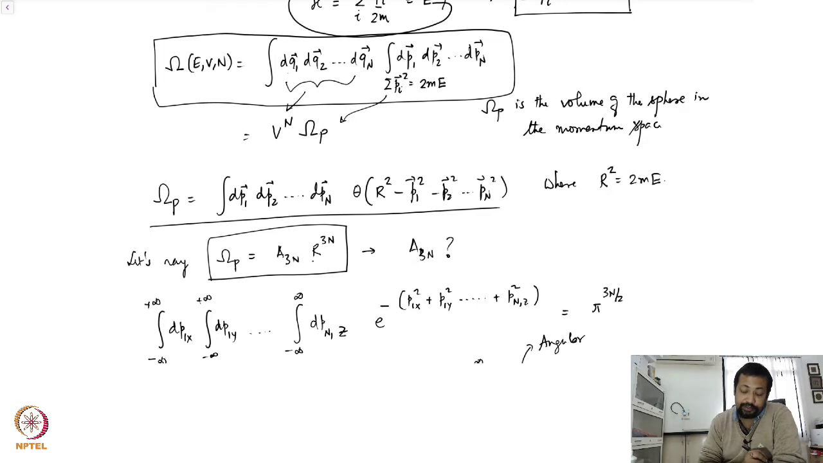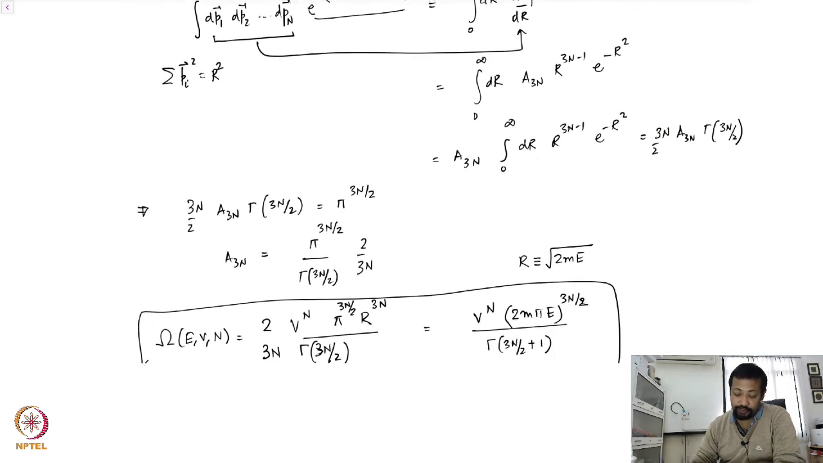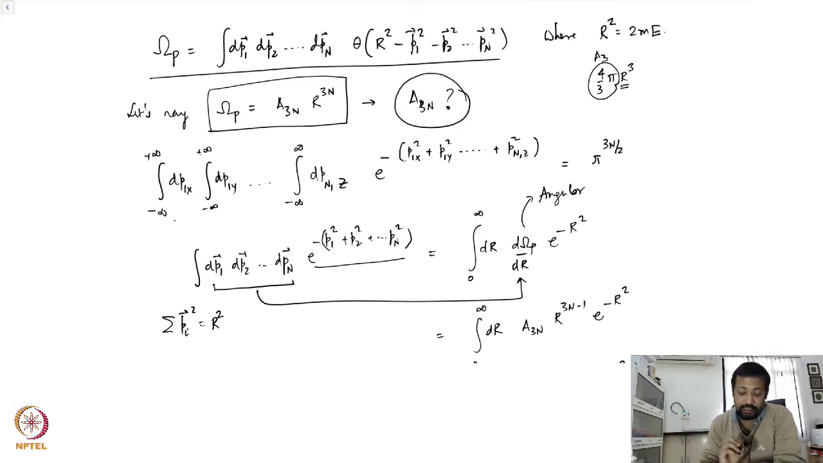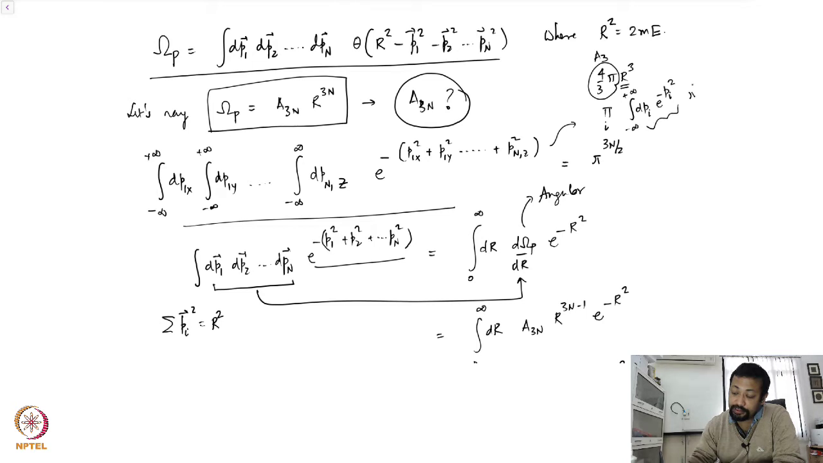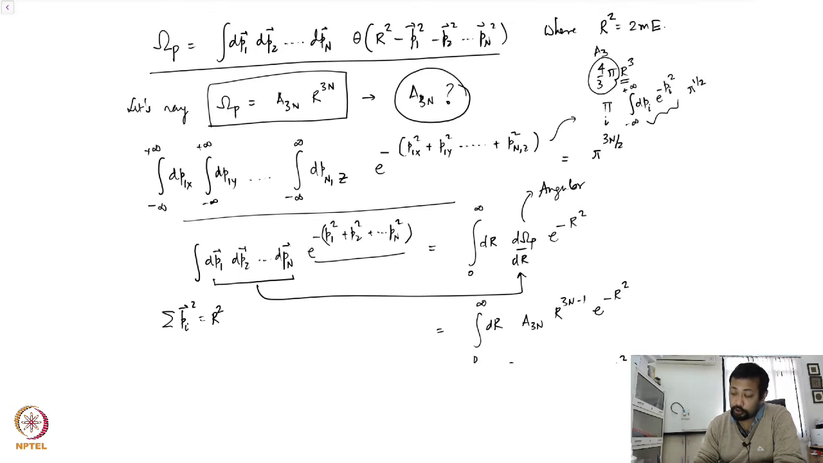Now one has to figure out how to calculate this volume. Let's say this volume is a_3N R to the power 3N, and this is not very different, because I know for a 3-dimensional sphere it's 4/3 π r cubed. So this is the a_3 part, N equal to 1. If you go back over here, the determination of a_3N happens by looking at this integral. I can separate it as a product over i of the integrals of dp_i e to the power minus p_i squared from minus to plus infinity, and each of these integrals is π to the power half. If you take the product of all these integrals, there are 3N such integrals, and therefore you have π to the power 3N/2.